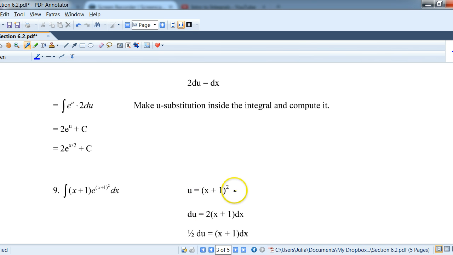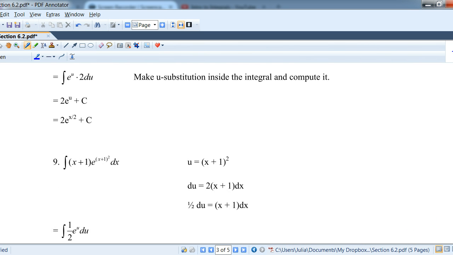How do we take the derivative? If you recall chain rule, 2 comes down, x plus 1, and then times 1, which I didn't put, but it's there, and then times dx at the end. So always attach the dx. And again, we have the x plus 1, we have the dx, even though they're separated, they're still multiplied, but we do not have the 2. So what do we do? We can divide both sides by 2. So I'm getting a half du equals, still in parentheses, x plus 1 times dx.